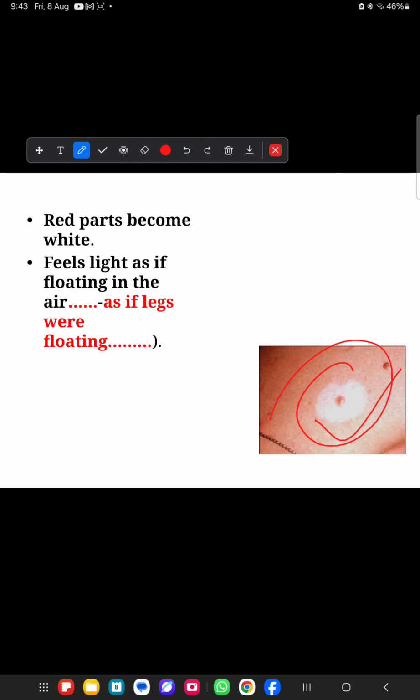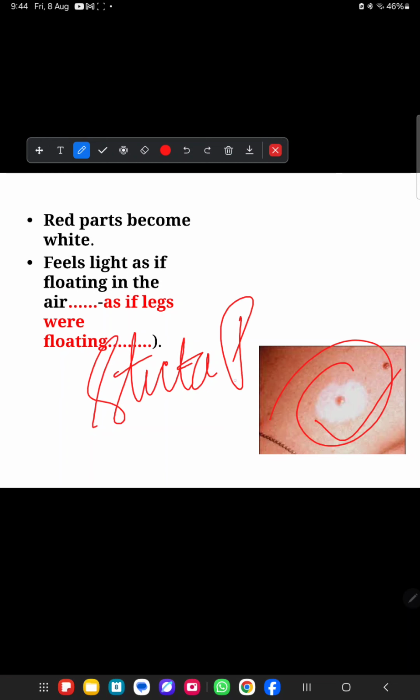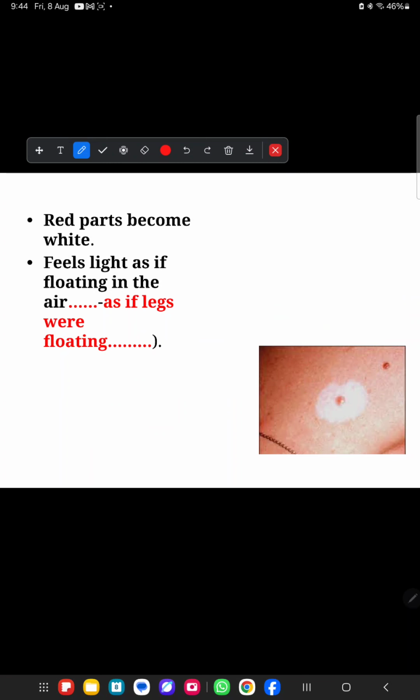But if the patient is feeling as if my legs were floating in the air, then which medicine? Can anyone tell? The medicine is Sticta pulmonaria. Okay, Sticta pulmonaria is the medicine. But if there is a sensation as if my legs were made of wood and will break easily, can anyone tell me the name of the medicine? उसको लगता है उसका पैर लकड़ी का बना होता है. Yes, very good. Thuja.